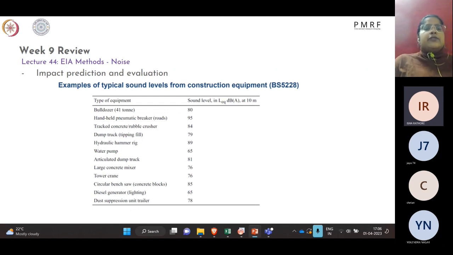And then this is an example of typical sound levels from construction equipments. So we have a bulldozer which has a sound level of 80 decibels. Then you have, let's say, a large concrete mixer, which is 76 decibels. Then you have a tower crane, which is again 76. The diesel generator, which is used for lighting in the site for working at night or in the evenings, so 65. So these are different sound levels from different types of equipments which are used in construction activities.